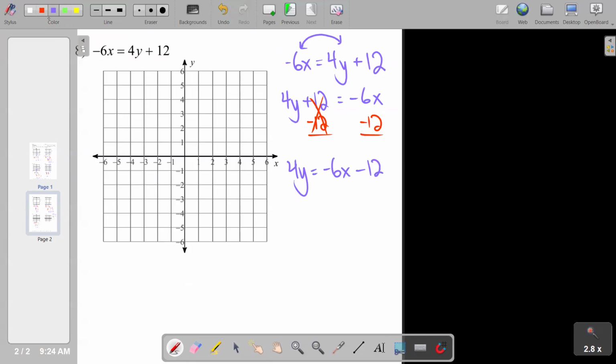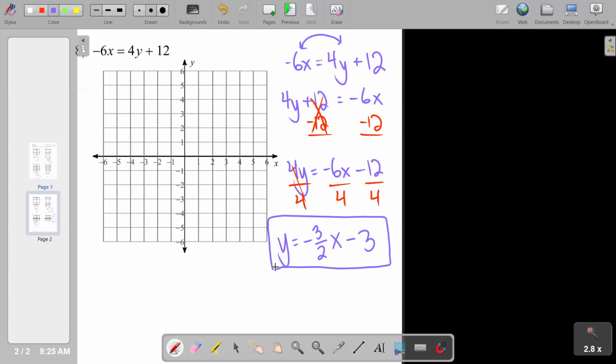What's my last step? Divide, divide, divide, cancel. What's my slope? Negative 3 halves, and slap an x on there. And what's my y-intercept? Down 3, so -3. So this is your finished product. That's your prized possession. That's the target for today's long lesson: can I get these equations to look the way I want them to look?